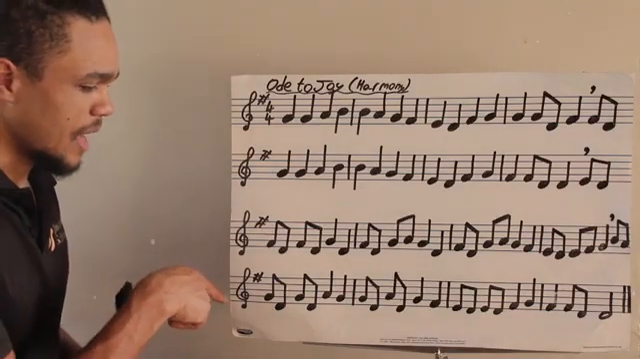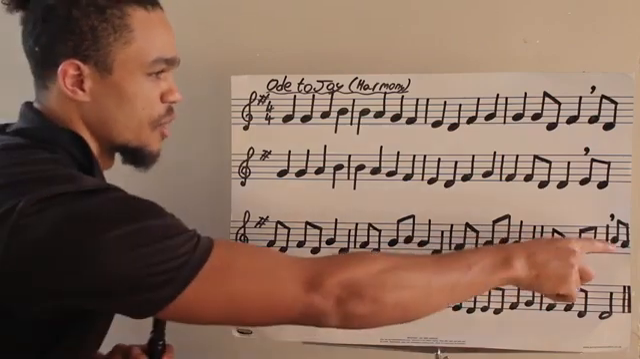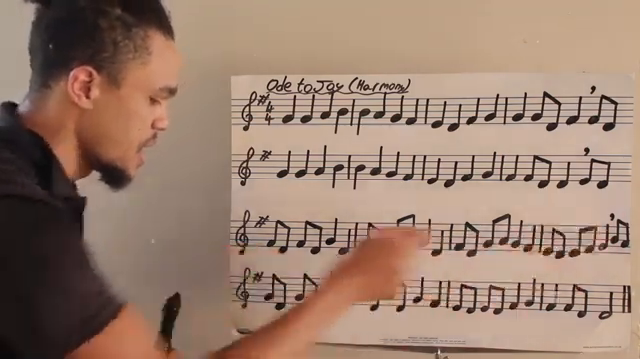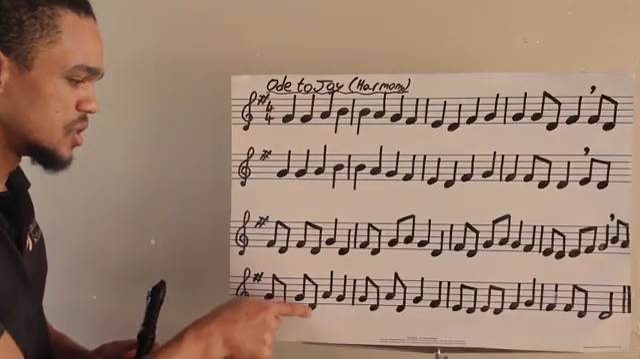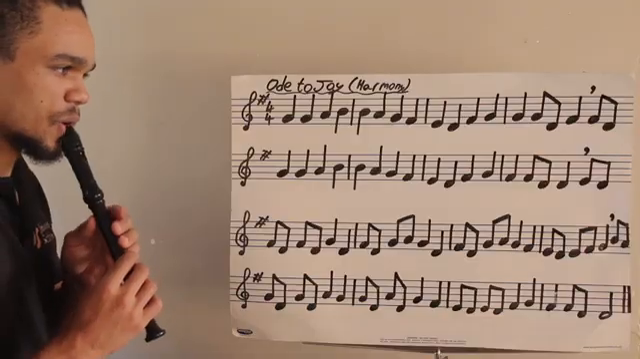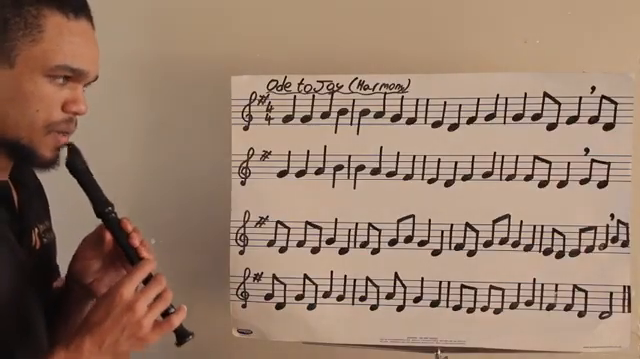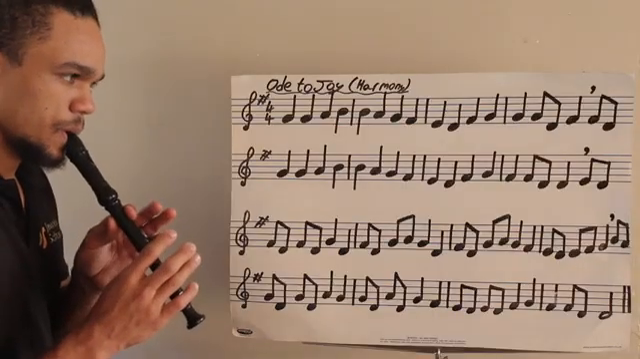Then we take it to our last line from bar number 13 till bar 16. So let's start from here, from this B, A, G, D, G, D. Okay, let's try that from here. 3, go. Go.